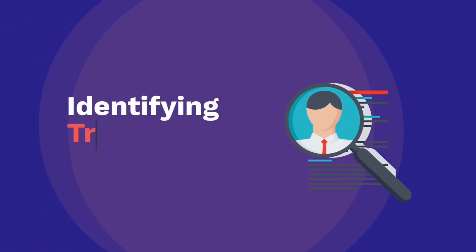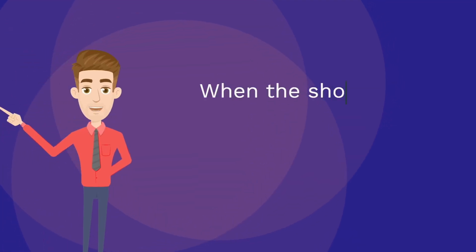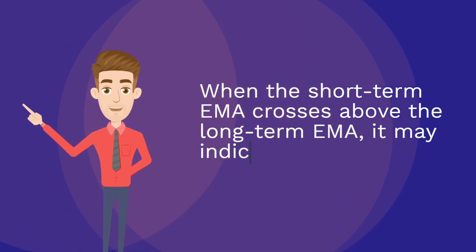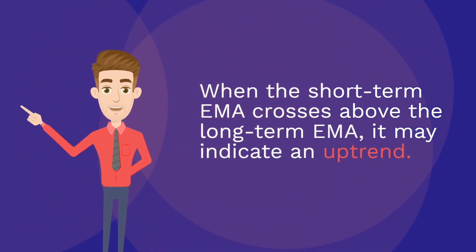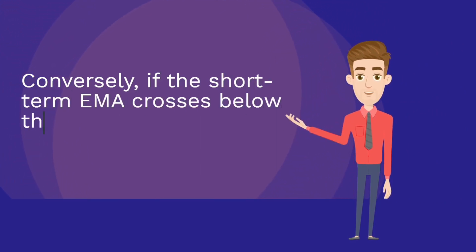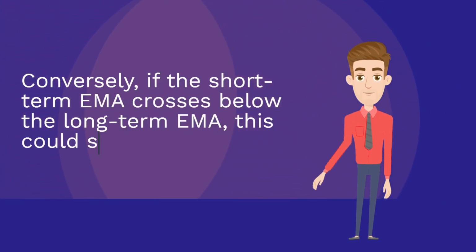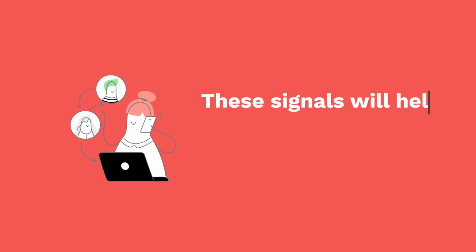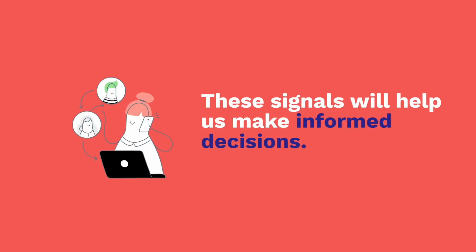Identifying trends. When the short-term EMA crosses above the long-term EMA, it may indicate an uptrend. Conversely, if the short-term EMA crosses below the long-term EMA, this could signal a downtrend. These signals will help us make informed decisions.